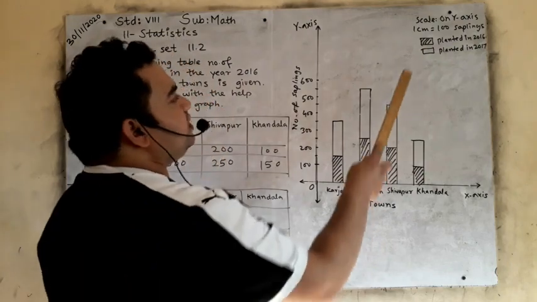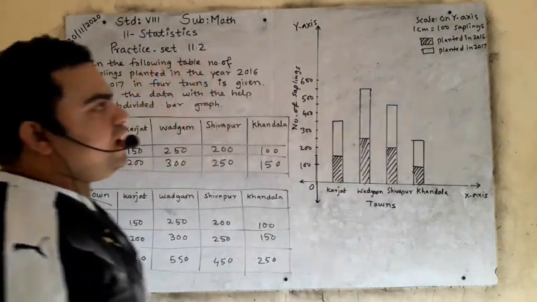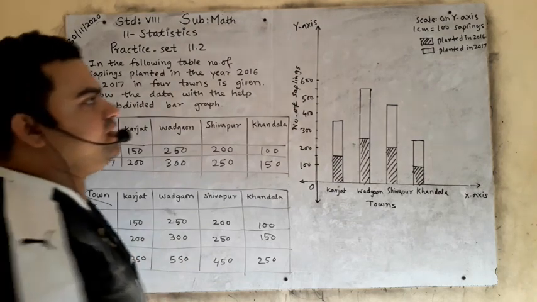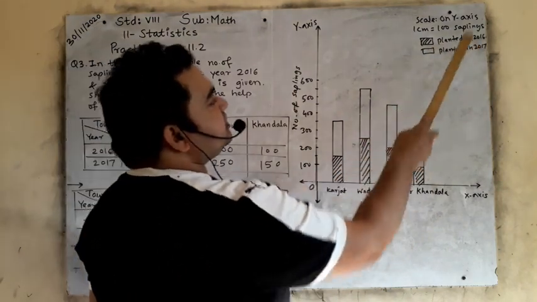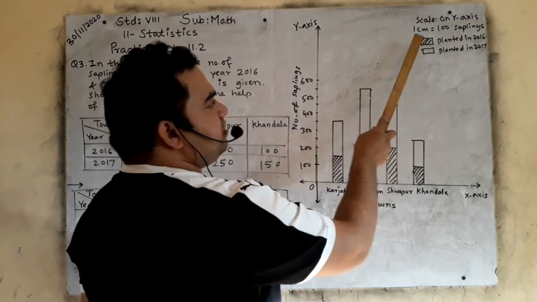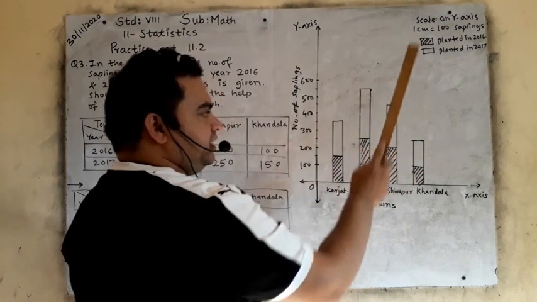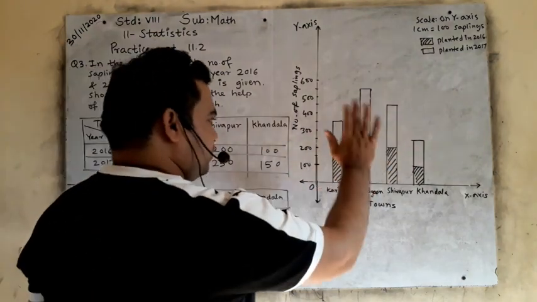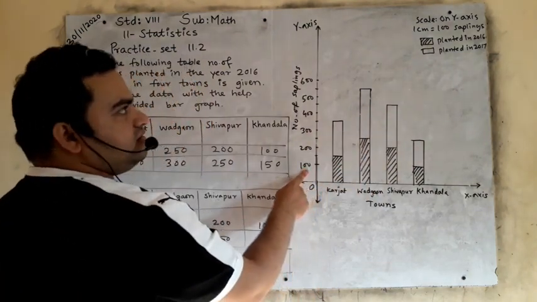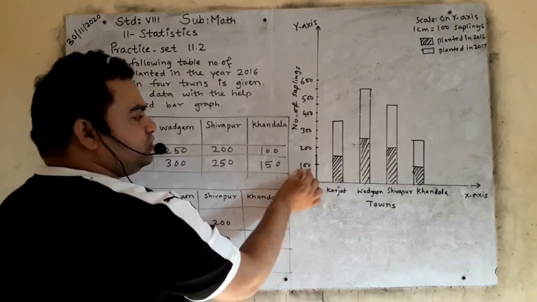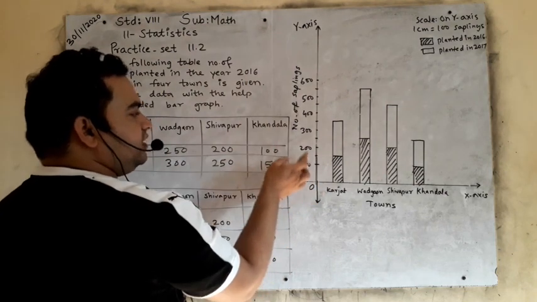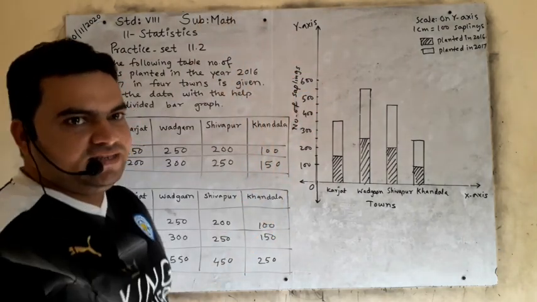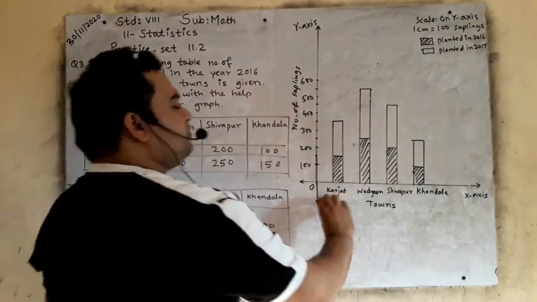So here I will separate each bar into two parts, 2016 and 2017. See, planted in 2016, planted in 2017. One is filled, one is empty. So according to the total we will draw the bars. If you are using 1 centimeter equals 100, then we have to write the multiples of 100 on the axis: 100, 200, 300, 400, 500, 600, 700, 800, like this. Am I clear?